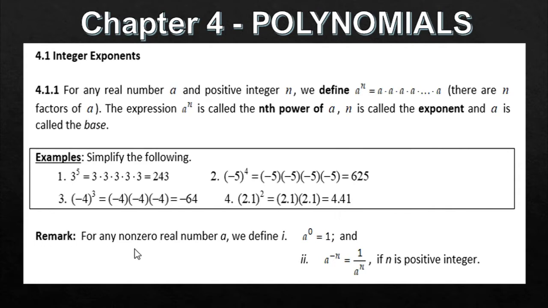Remark, for any non-zero real number a, we define a to the power of 0 is equal to 1. So, if a is any non-zero real number, whatever real number it is, as long as its power is 0, that is always equal to 1. And we have also here a to the power of negative n. So, with negative n, it becomes the reciprocal of a, right? So, that is equal to 1 over a to the power of n. n is positive now, if n is a positive integer.